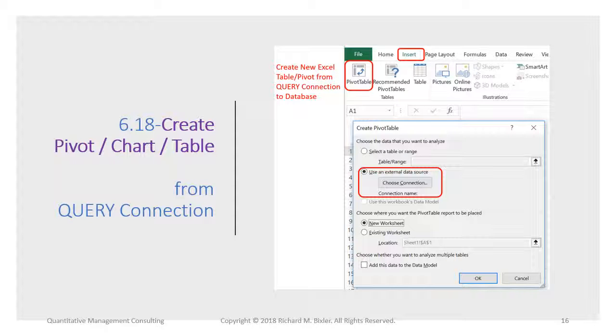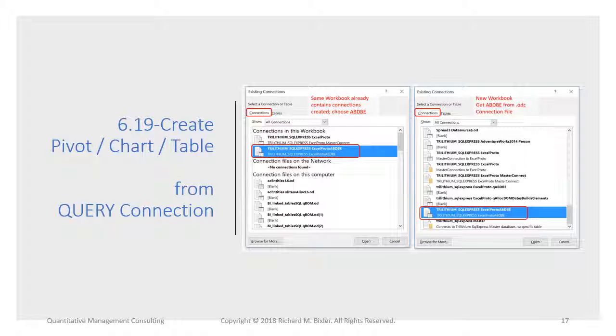Now to drive a pivot or create a table from the connection to SQL Server that contains the embedded SQL. In Excel, on ribbon Insert, Pivot Table, in the Create Pivot Table pane, select Use an External Data Source and click the button Choose Connection. That opens the existing Connections window. The connection will be in Connections in this workbook if it's already being used to drive another pivot. Otherwise, it will be in connection files on this computer, or you can browse for more if you need to. Select the connection you want to drive this pivot and click Open.